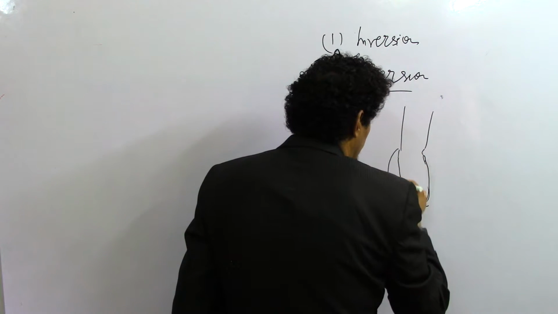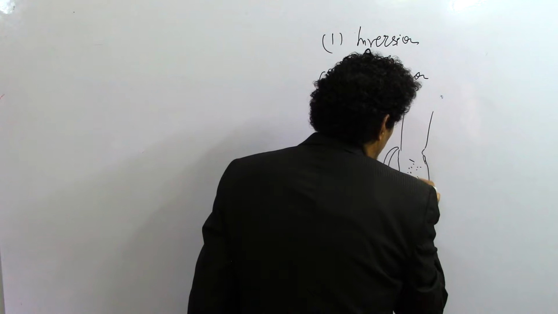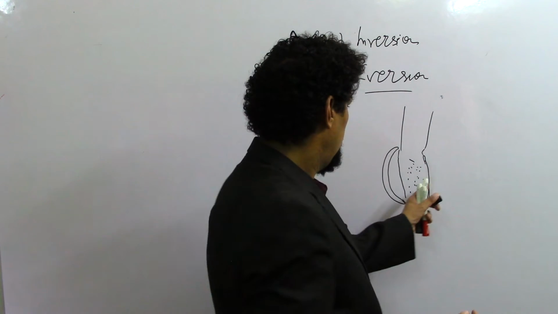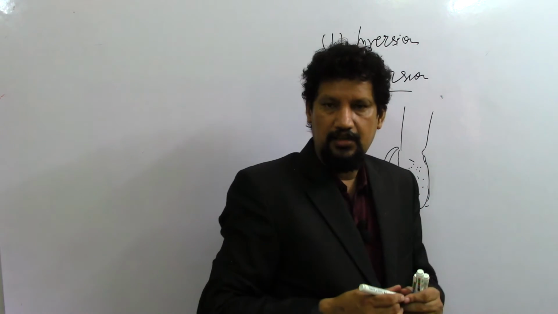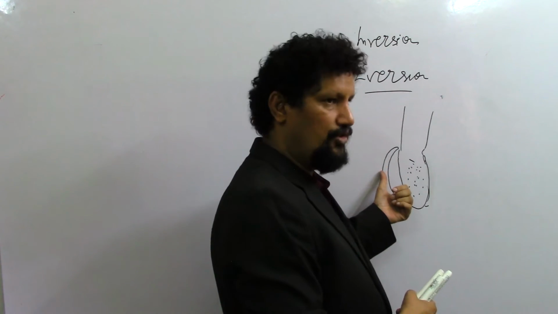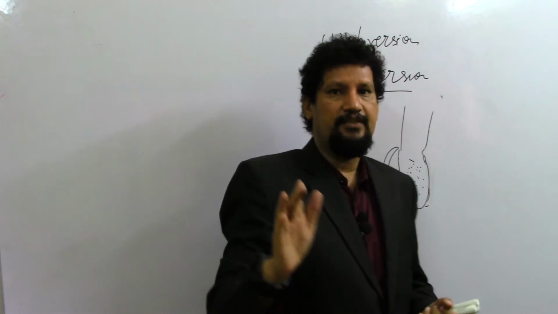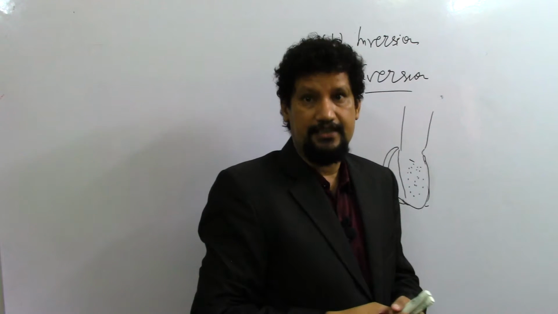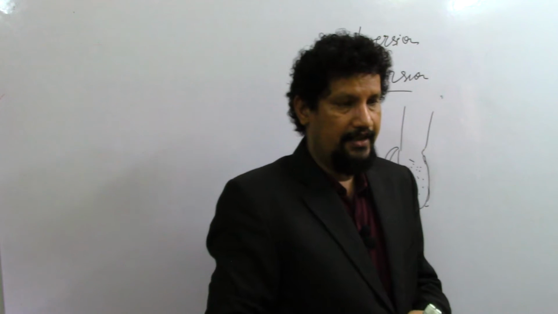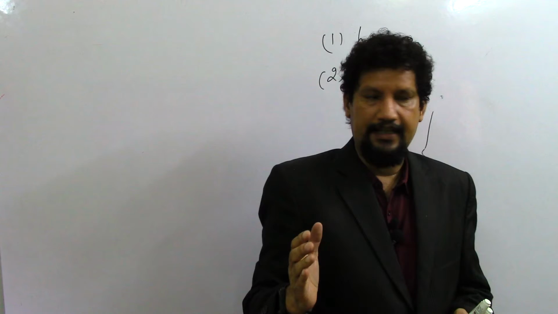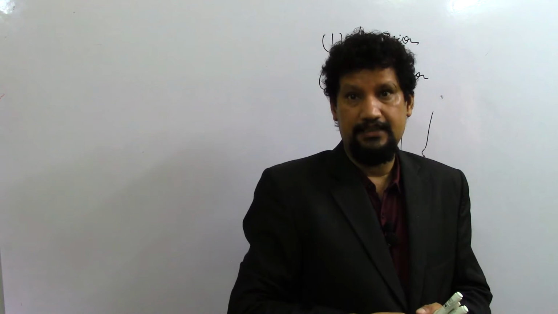When the lateral border of the foot is on the ground and the medial border is off the ground and the plantar surface is facing medially, this is known as inversion. This movement takes place at the subtalar joints. When we examine our plantar surface for any splinter or prong, this movement is known as inversion.